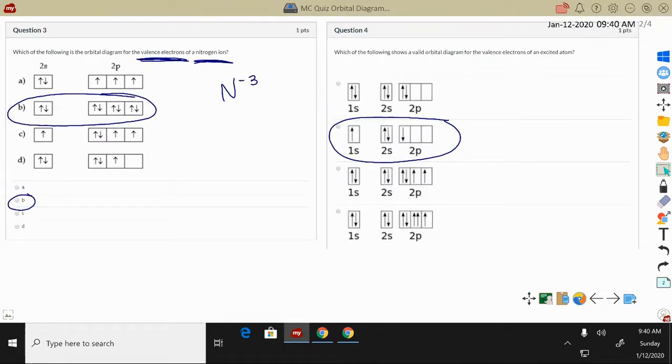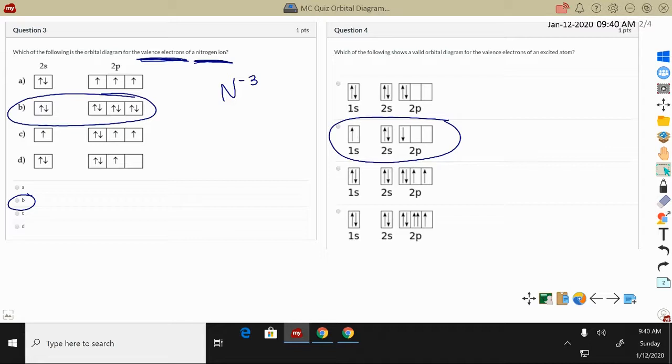Question 3 is showing the valence electrons of the nitrogen ion. If they're asking about an electron configuration or an orbital diagram for an ion, you have to take into consideration the charge. So as a -3 ion, nitrogen gains 3 electrons and all orbitals are full.